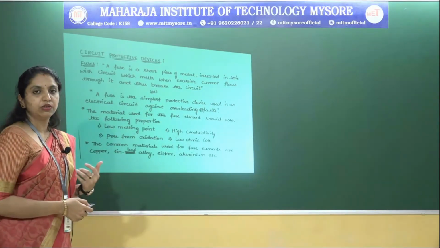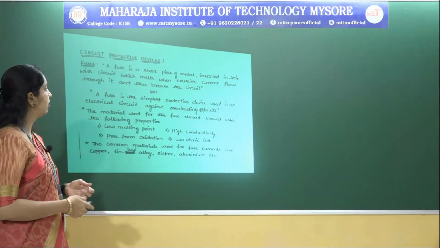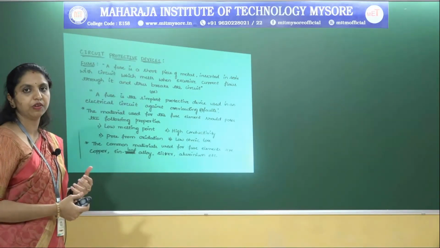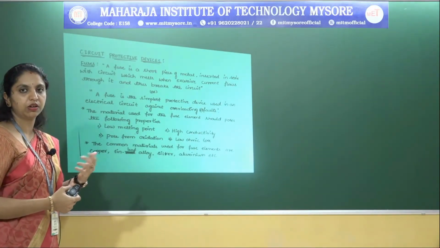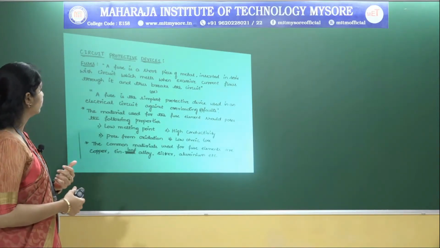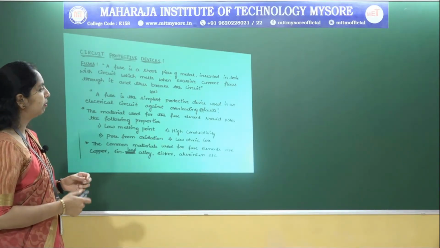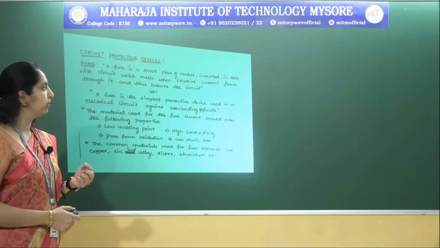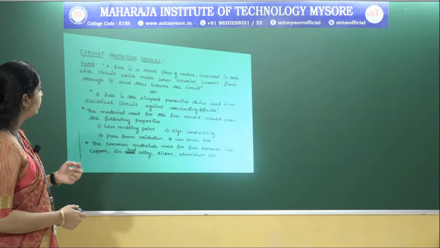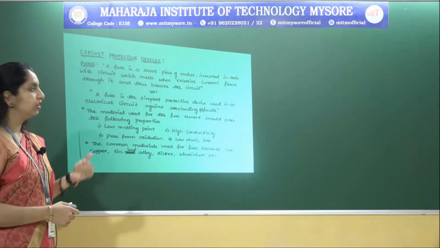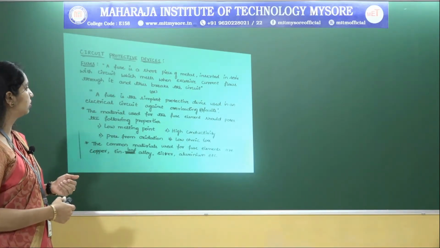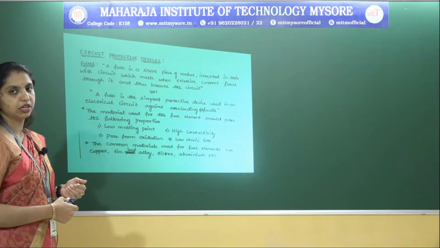And next, you have circuit protective devices. So what are the circuit protective devices? You might have heard the word fuse, right? So what is a fuse? A fuse is a short piece of metal inserted in series with the circuit which melts when excessive current flows through it, and thus breaks the circuit.